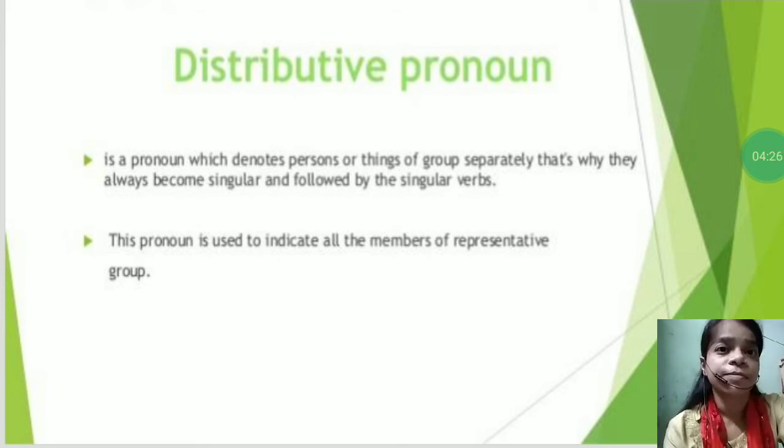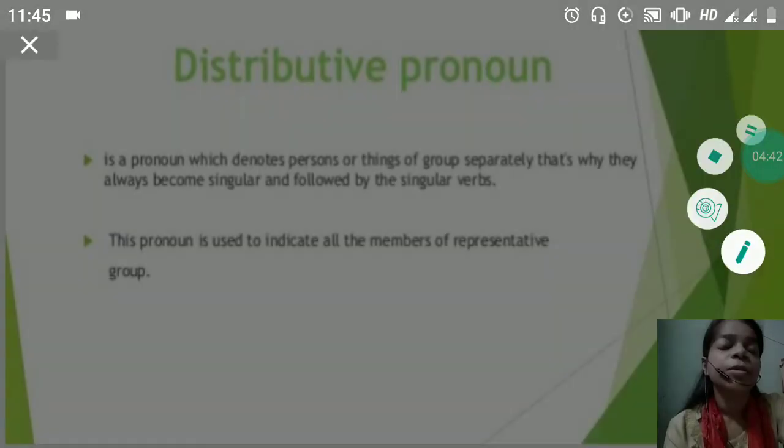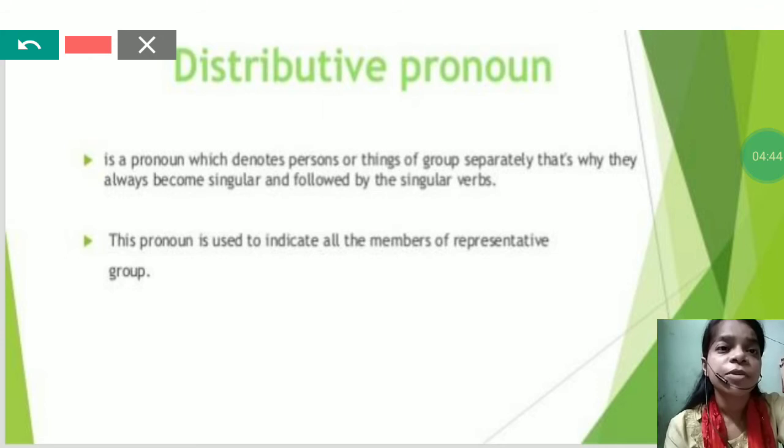What is a distributive pronoun? It is a pronoun which denotes persons or things of a group separately. That's why they are always singular and followed by singular verbs. This pronoun is used to indicate all the members of a representative group. Now, what is a distributive pronoun?